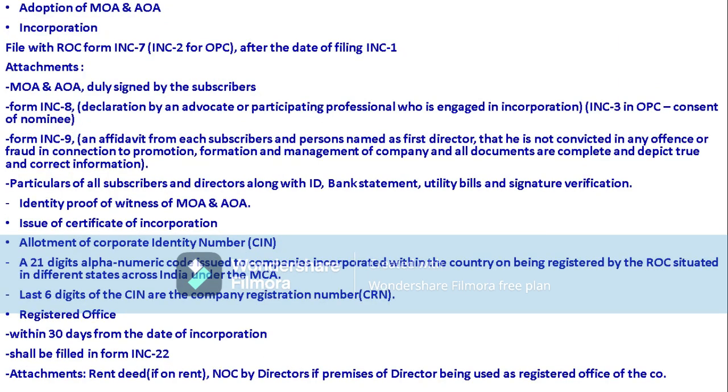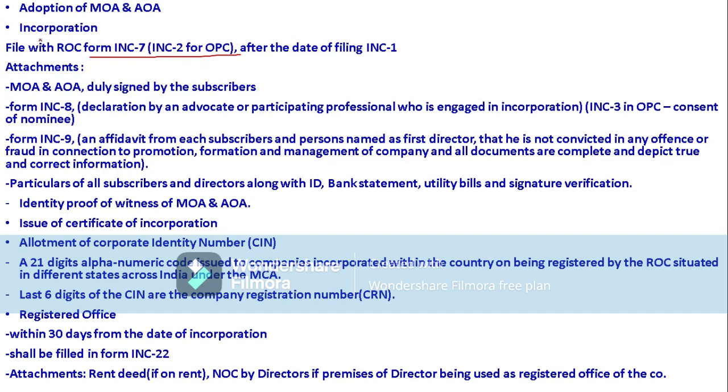Here, file with ROC form INC 7. INC 7 is regarding public limited company and private limited company. This is the INC form that should be submitted with the ROC. And INC 2 is the incorporation form for OPC, that is, one person company. If it is a one person company, they have to take the INC 2 form, give details in it, and submit with the ROC after filing INC 1.